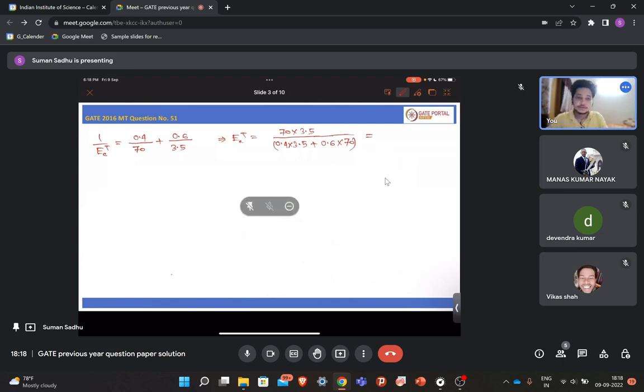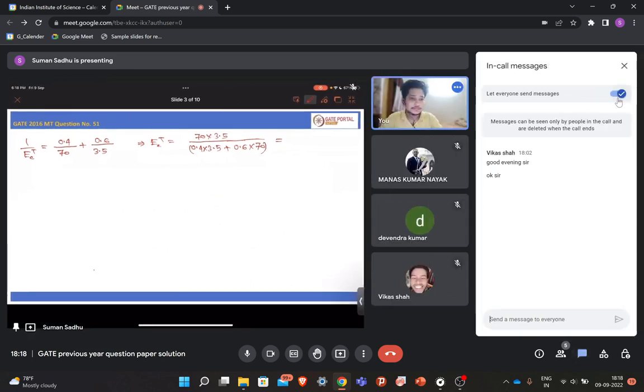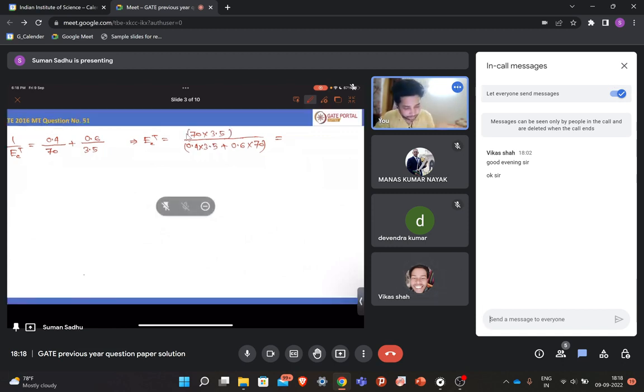Anyone calculated? What answer are you getting? 0.171. 0.171. Have you calculated it properly? It is 70 into 3.5 divided by 0.4 into 3.5 plus 0.6 into 70. This is plus.